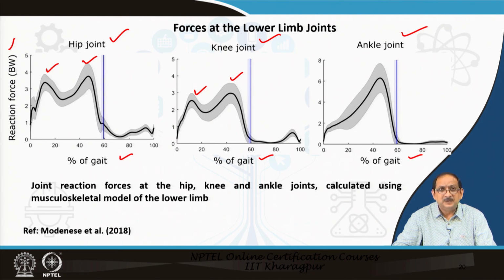The second peak of the joint reaction force is experienced during the heel off instance of the gait around 45 to 50% of the walking cycle. At this instant, the ankle joint also experiences its maximum joint forces.